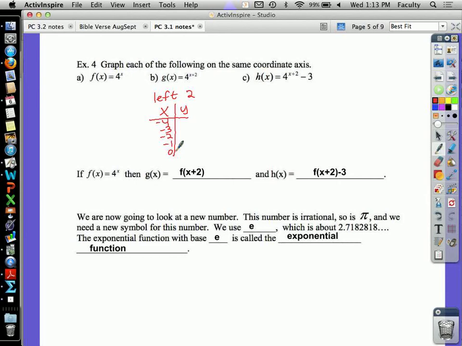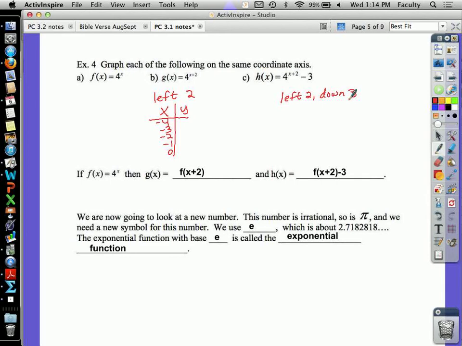Okay? Then in letter C, h of x equals 4 to the x plus 2 and a -3. So Adam, how does this one shift? Oh, left 2, down 3. Good job. Left 2, down 3. We're not going to graph it. I know you can.